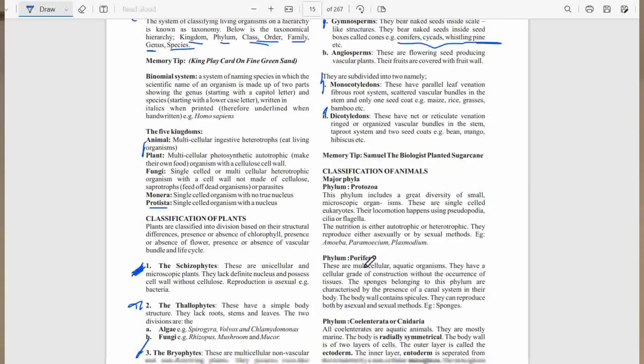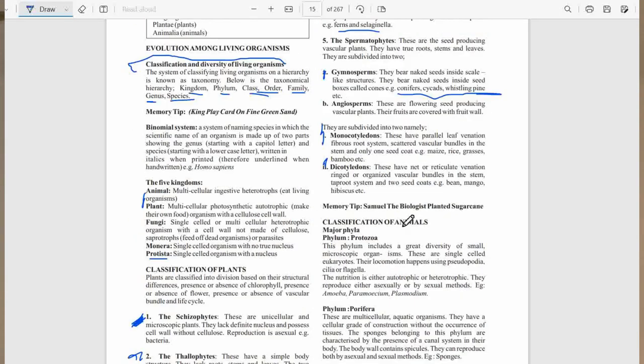If we proceed to talk about classifying, this is a very good mnemonic to remember the classification of plants. Samuel, the biologist, planted sugarcane. All right, this is funny, but this is an interesting way to remember. So Samuel stands for schizophyte, D for thallophyte, biologist for bryophyte, planted for pteridophyte, while sugarcane stands for spermatophyte. Very funny, but it's an interesting way to remember this.